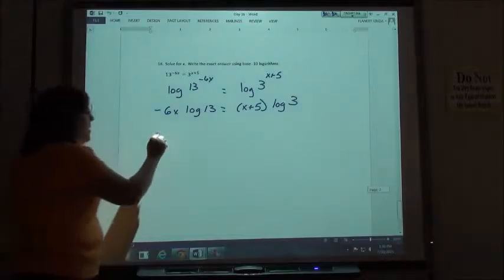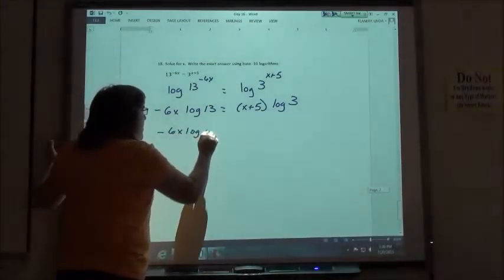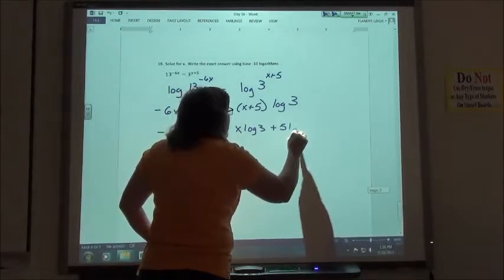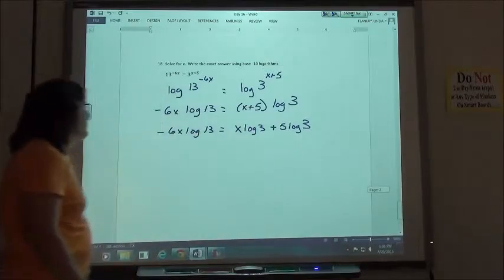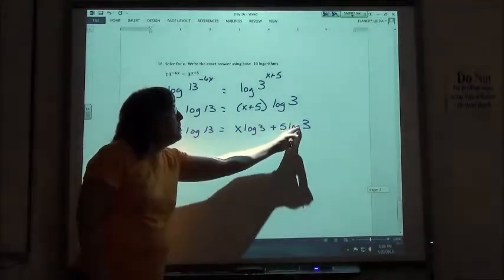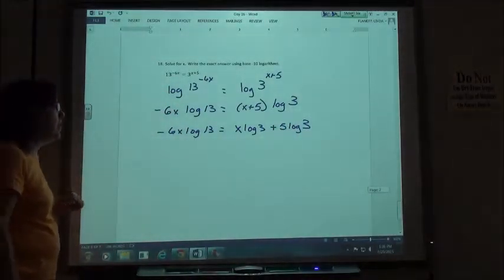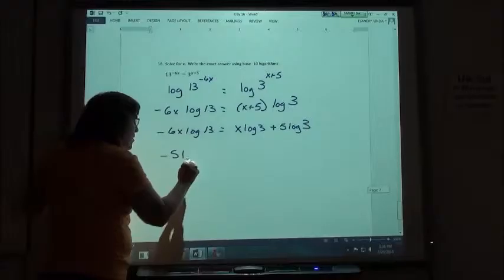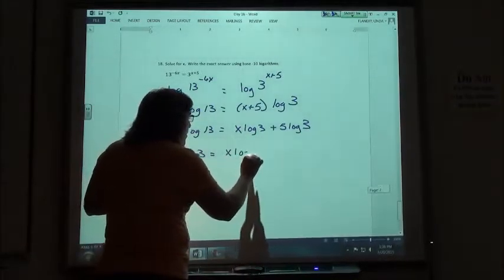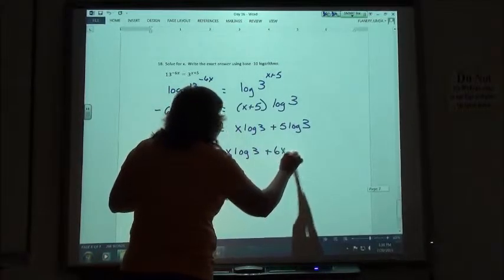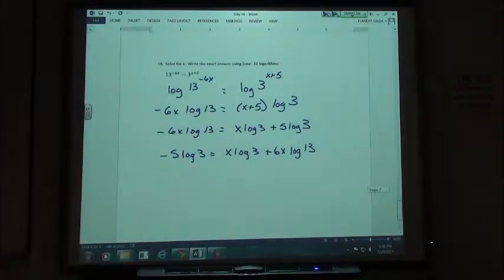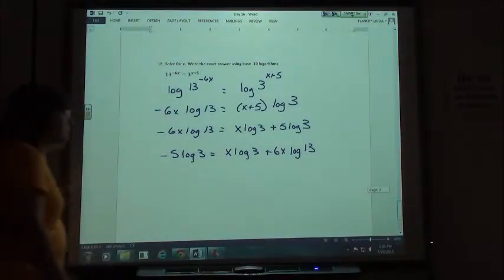Using my distributive property, negative 6x log of 13 equals x log of 3 plus 5 log of 3. And since I don't like all those negatives, I'm going to move this one over here, so then I'm going to move anything without the x over here. So I'm going to have negative 5 log of 3 equals x log of 3 plus 6x log of 13. It'd be okay if you moved them the other way. Your signs will just end up being opposite of what I did.